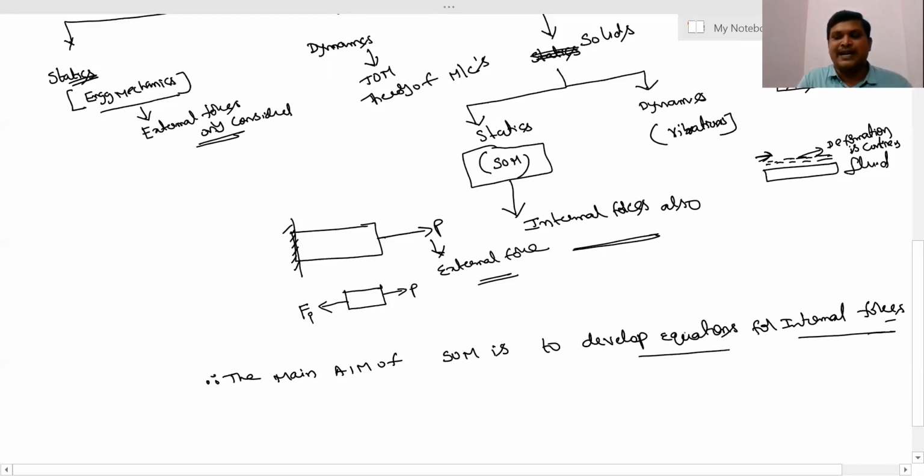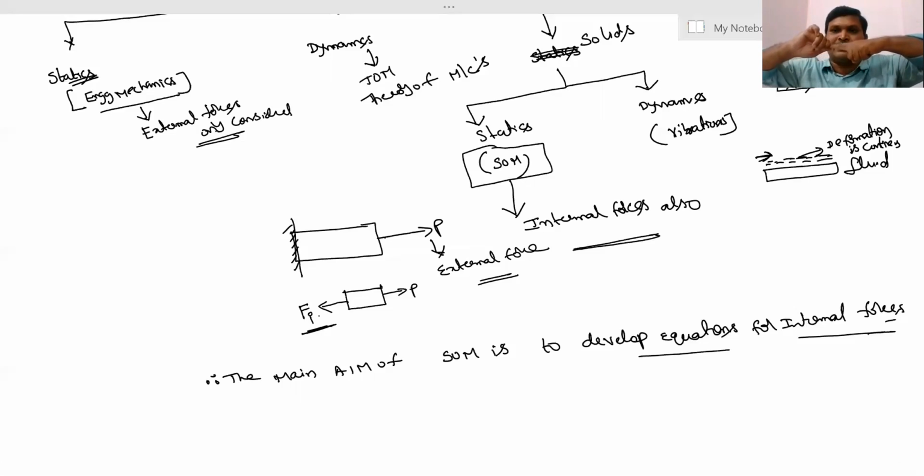After developing equations for internal forces, we should calculate stress and strain in the member. This internal force is called pain in the member. For example, this is my finger. I'm applying an external force on this member. Due to this external force, definitely internal forces are generated. That internal force is the cause of pain in this joint.